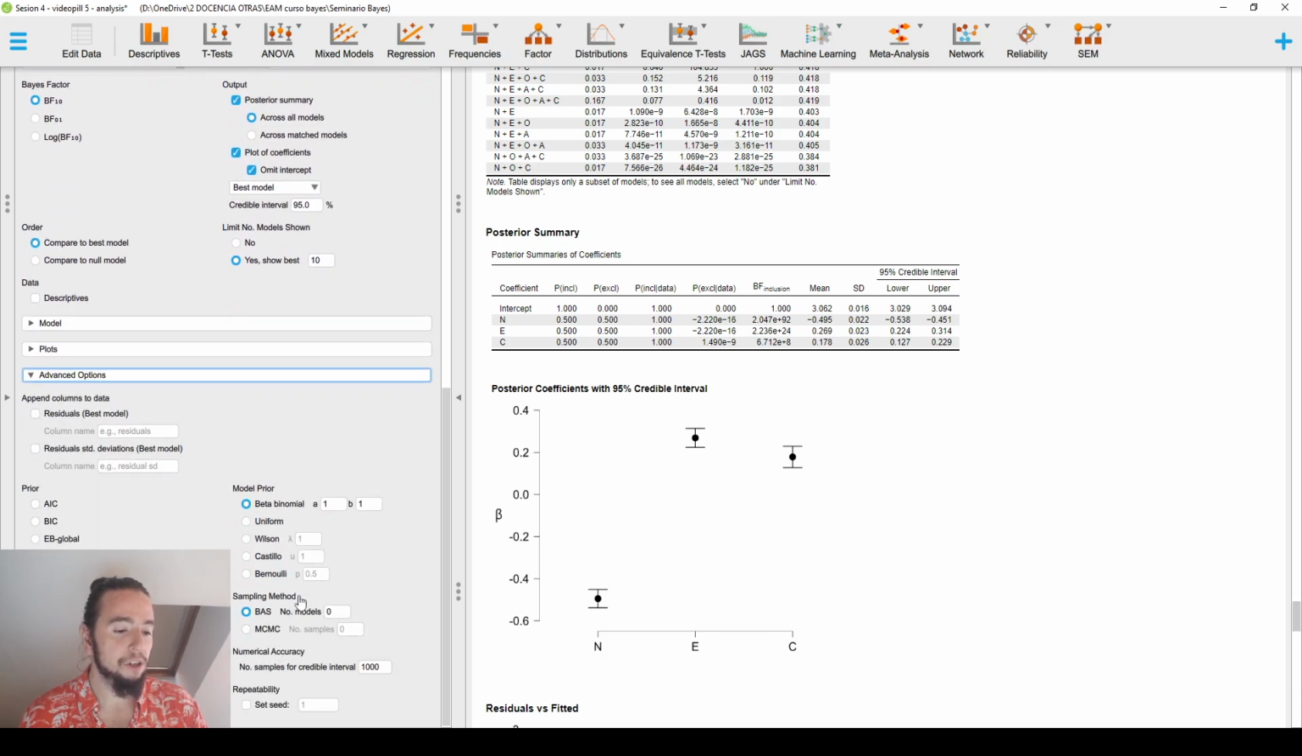Finally, in advanced options, we can also select the prior. We can also select the sampling method, for example, Bayesian adaptive sampling, or MCMC if we like, how many steps we want, the seed we want, and also if the prior of the criteria of the prior will be based on any of these indices, okay?